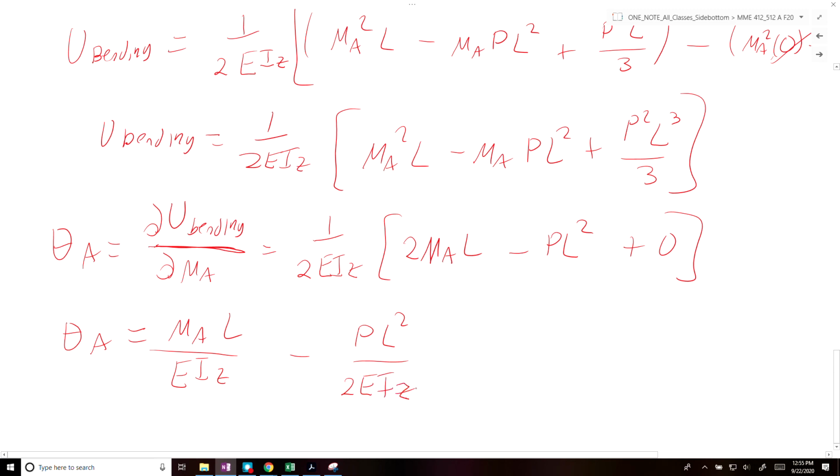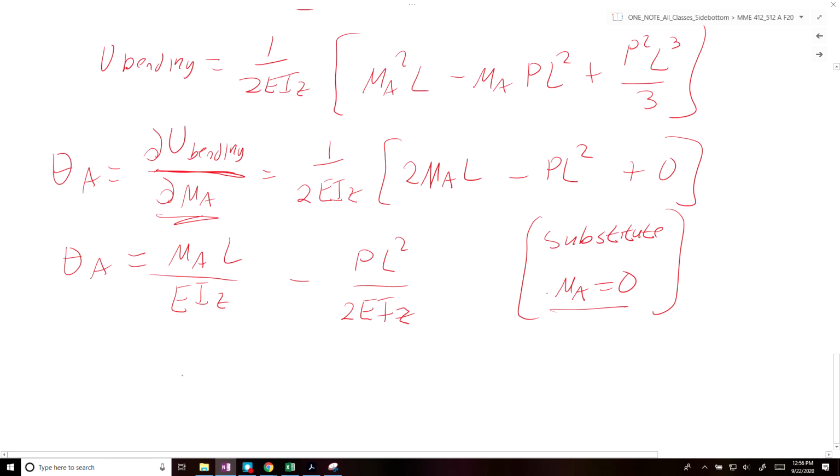At this point, after we've taken the derivative with respect to ma, we will now substitute ma is equal to 0 because there is no applied load in this situation. We just need to set a dummy load in order to calculate the slope at that point. So we're going to now plug in ma is equal to 0, and what we end up getting is our true theta a is going to be equal to minus p L squared over 2 e to the iz.